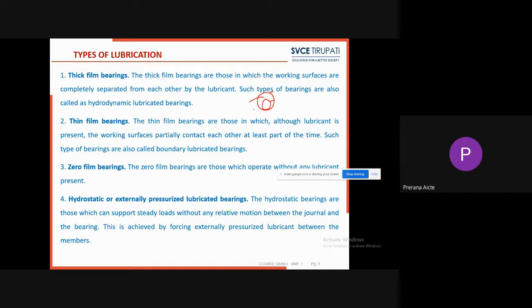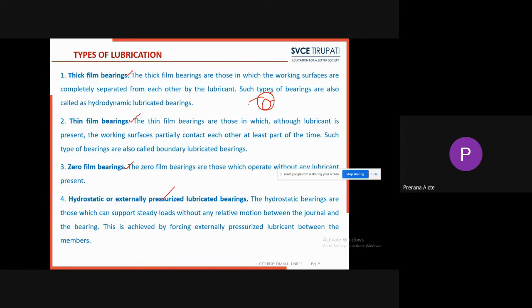What type of lubrication are we going to use? The first one is called thick film lubrication. See here: thick film lubrication, thin film lubrication, zero film lubrication, hydrostatic or externally pressurized lubrication system. So what is thick film lubrication? In between the journal and bearing surface, if I am going to use any lubricant oil, maybe vegetable oil, or SAE 40, SAE 60, SAE 90, based on the type of lubrication oil, if you supply it between the bearing and journal, that is called thick film lubrication. It is very important.